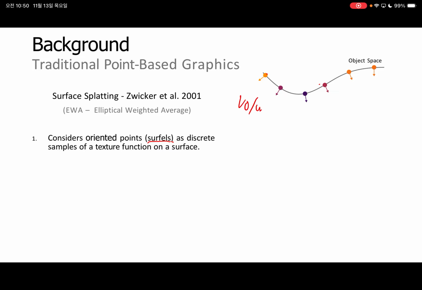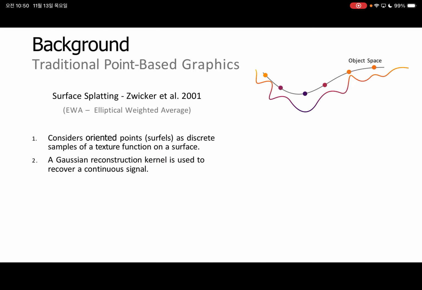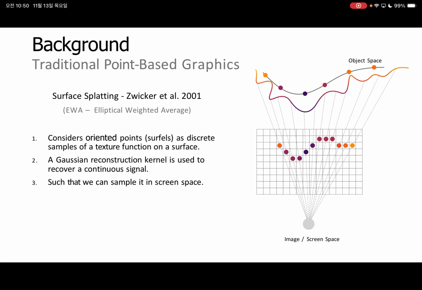We have volume and voxel. Voxel is the basic unit in volume, right? Surfel is the basic element in a surface. Consider an oriented point surfel as a discrete sample of a texture function on a surface. And then a Gaussian reconstruction kernel is used to recover a continuous signal such that we can sample it in screen space.